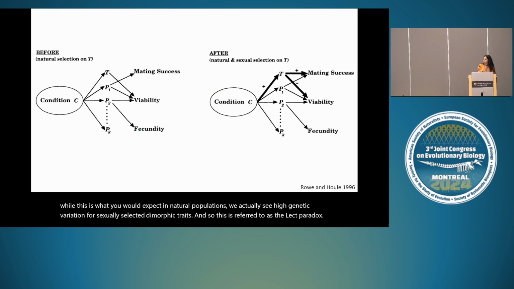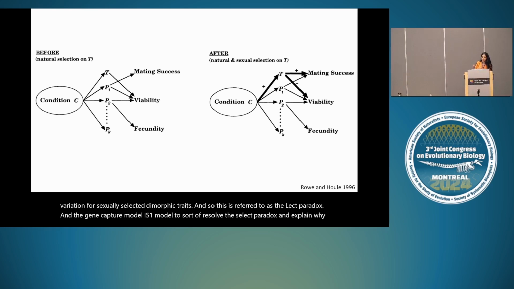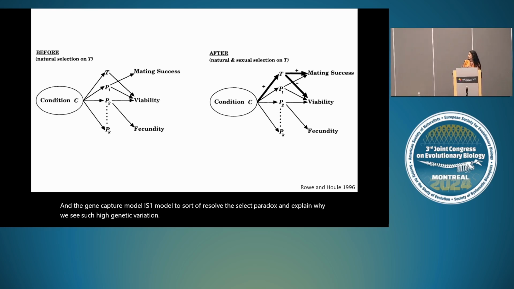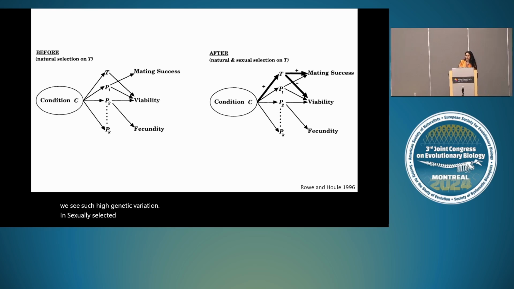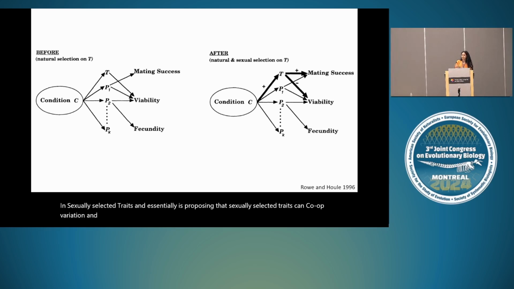And the genic capture model is one model to resolve this lek paradox and explain why we see such high genetic variation in sexually selected traits. And essentially, it's proposing that sexually selected traits can co-opt variation in condition such that they're still maintaining this heritable genetic variation.